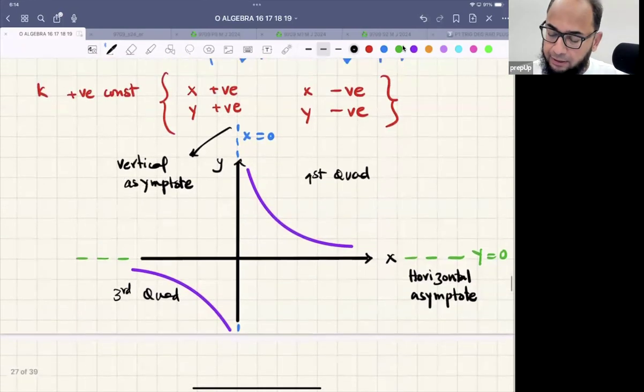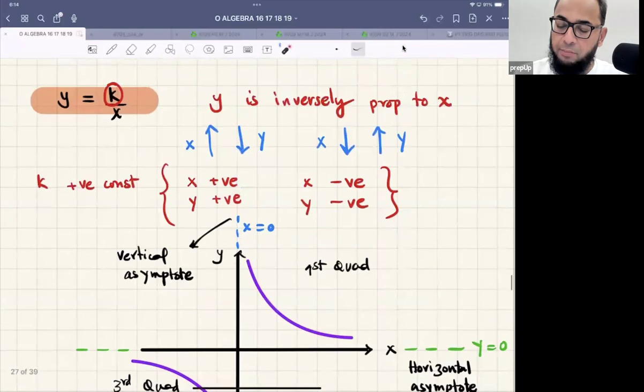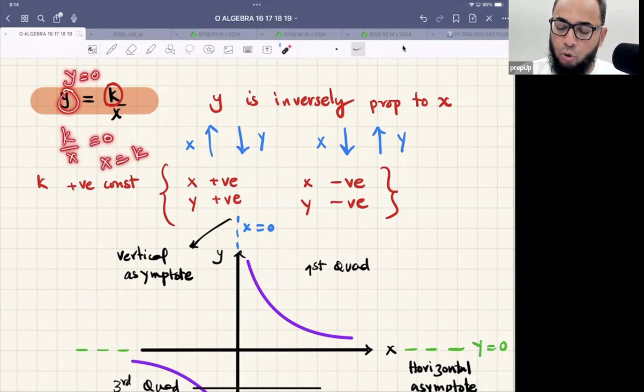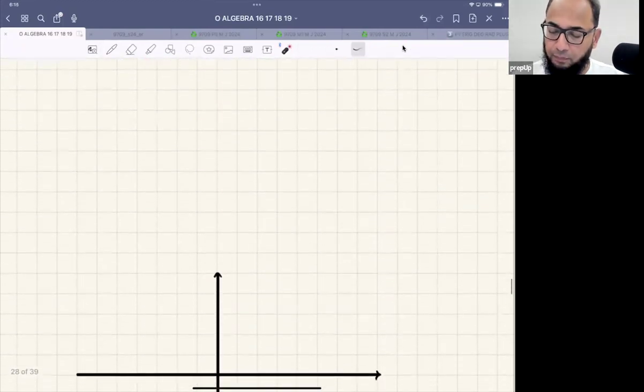Now what else is there? The graph does not pass through the origin, because if x is 0, any number divided by 0 is undefined. So k over 0 is undefined. Similarly, if y is 0, so k over x is 0, x is k over 0. This is also undefined. It does not pass through the origin.